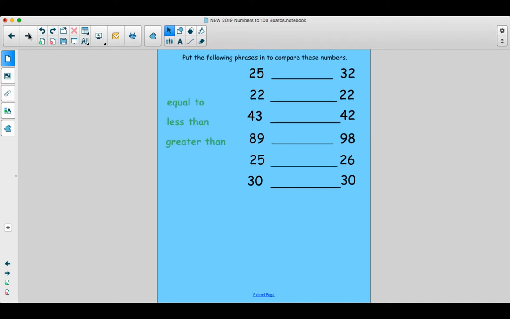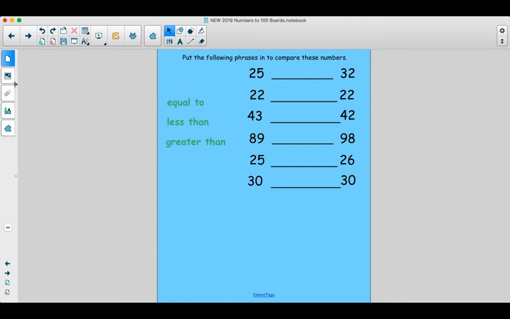So let's put the following phrases to compare the numbers. So again, you can use a hundreds chart to help you to see where the numbers are in relation to each other on the hundreds chart, okay? So you can use that hundreds chart on the Google slide, the interactive one, or you can use a printed one. All right, let's get started.